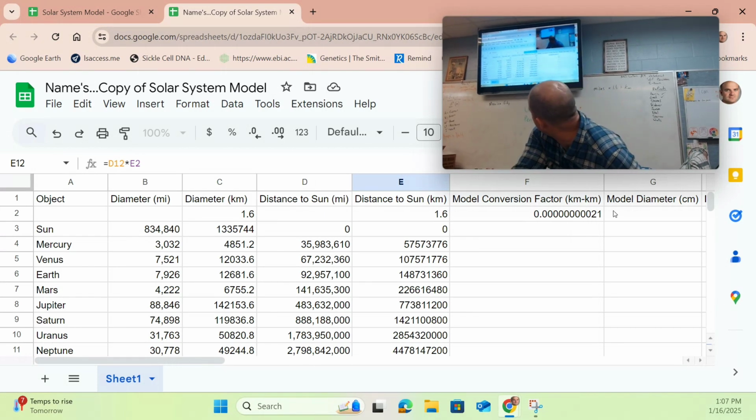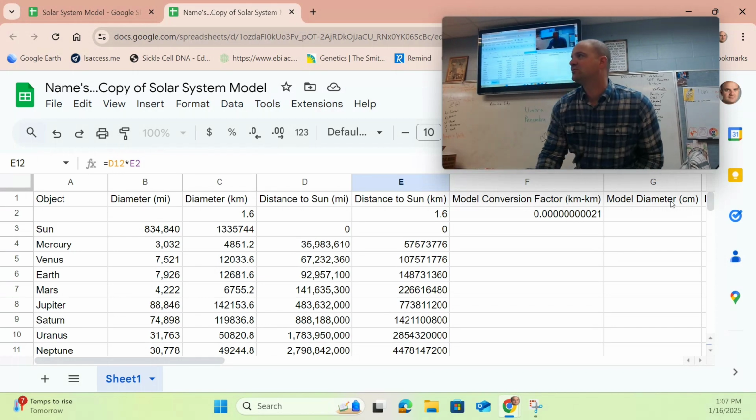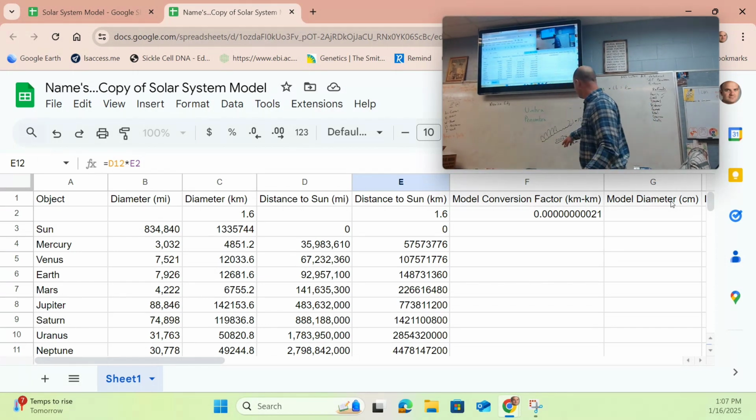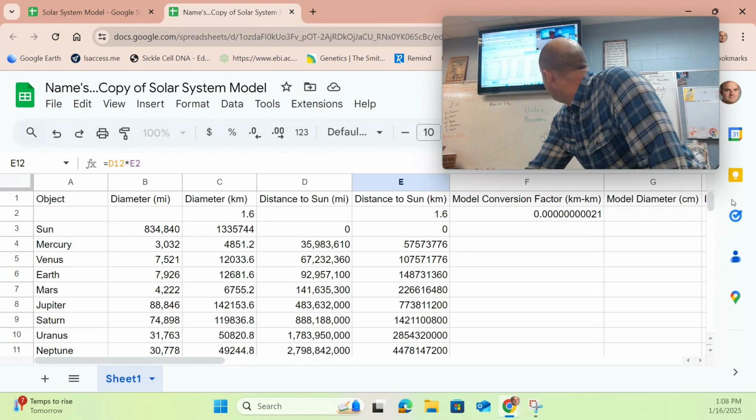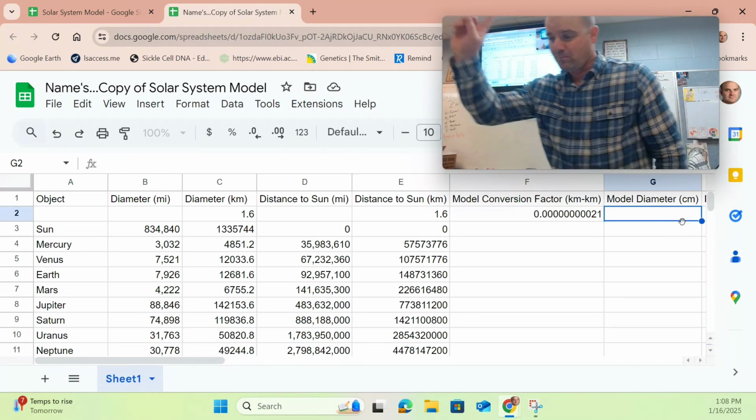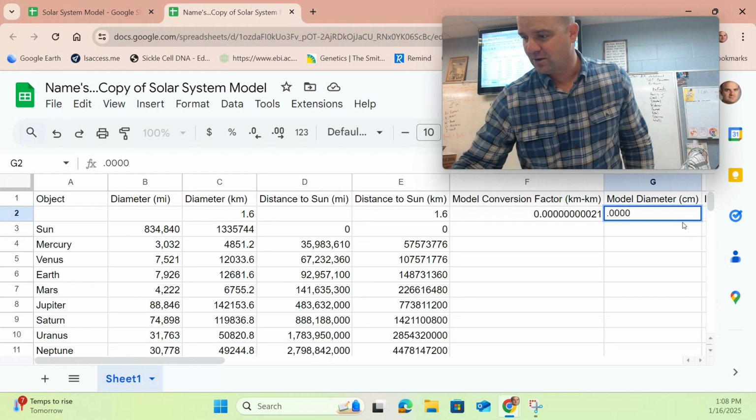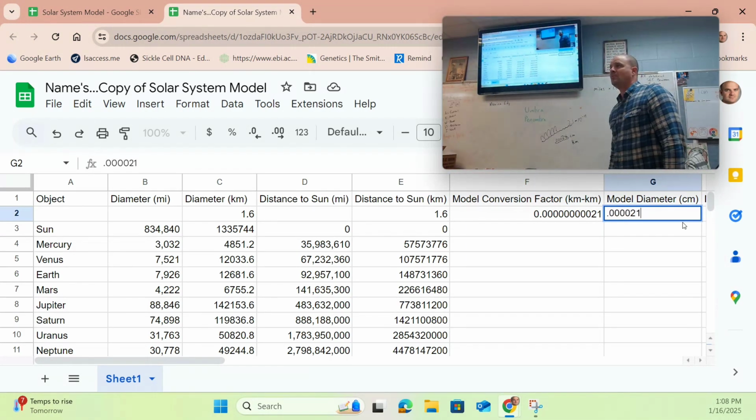I want our model pieces of our planets and the sun to be in centimeters. Do you see right here, all the way to the right? Model diameters, I want those in centimeters. So I'm going to take my 9 zeros, and I want to go back all the way to centimeters. So how many did I have to move it to go from centimeters to kilometers? 5, right? Now I need to go back the opposite direction, so I'm going to have 4 zeros left. So let's go ahead and put in right here, model diameter, 0.123421. That is going to do all the work for us.